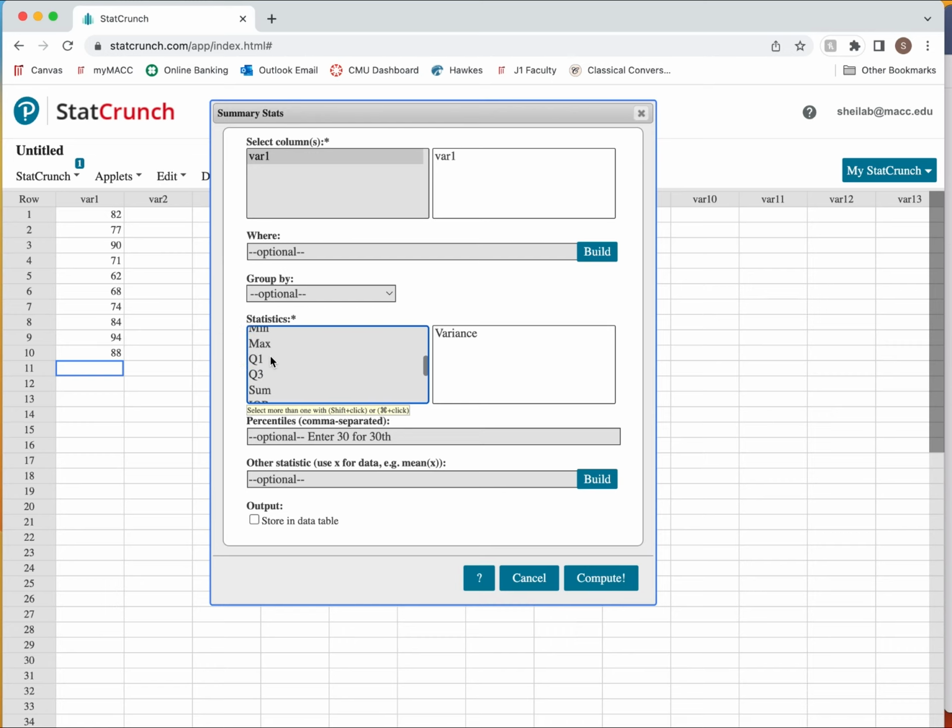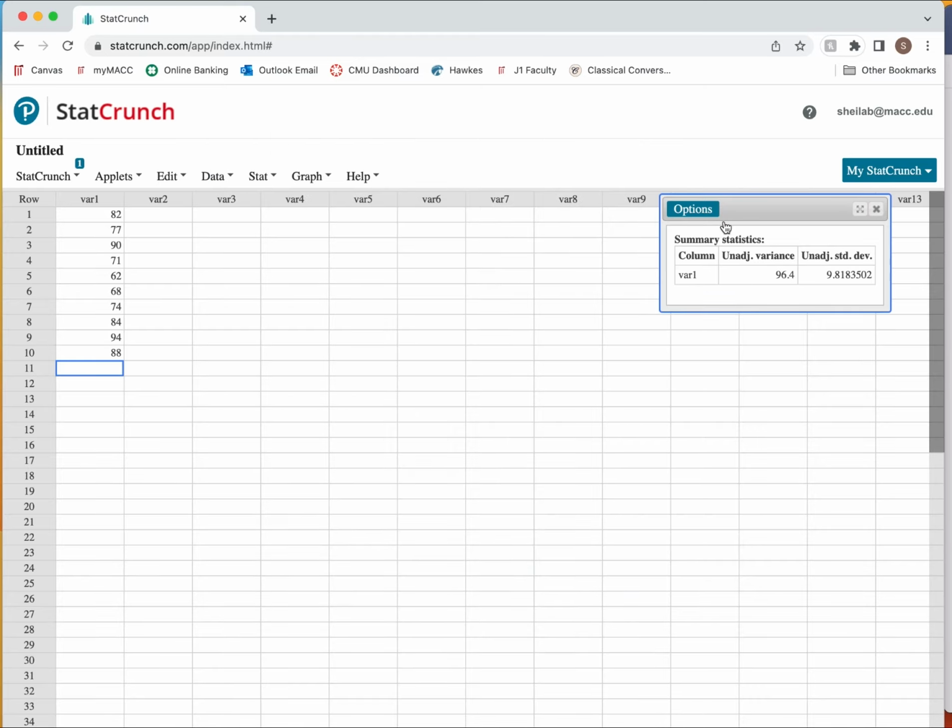Look down here. This says unadjusted variance and unadjusted standard deviation. I hold my shift key down to click on that so it selects two things. Unadjusted is population. So we had that degrees of freedom where we have to adjust it in the formula for standard deviation, because you're adjusting for a sample. If I want population, it doesn't use the word population in StatCrunch. It says unadjusted. Unadjusted means population. And then you come down here to click compute.